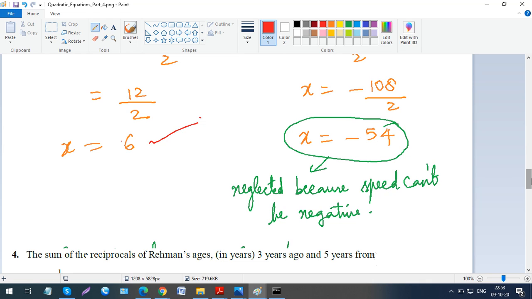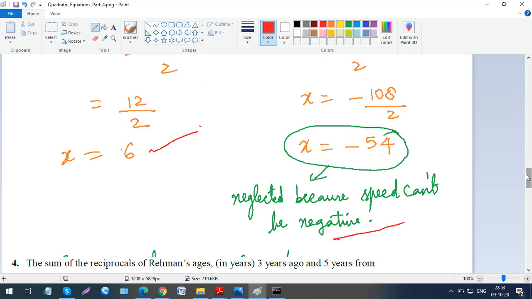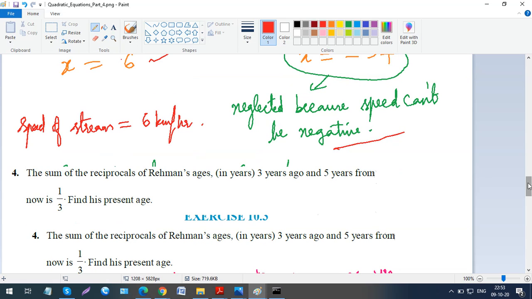I have written "neglected because speed can't be negative." Understood? So you will just write that the actual speed is 6 kilometers per hour. So the speed of the stream is equal to 6 kilometers per hour. That's your answer. Now come to the next question.